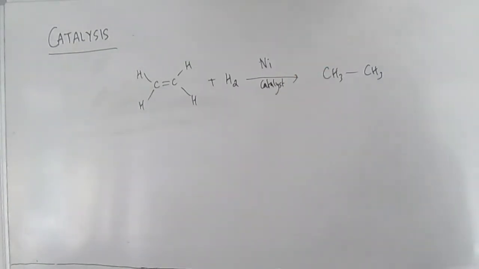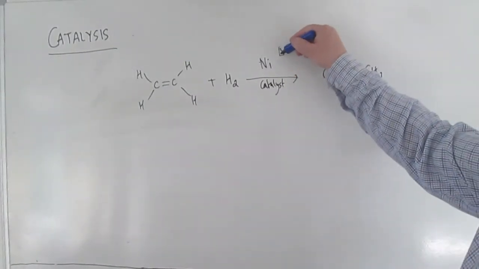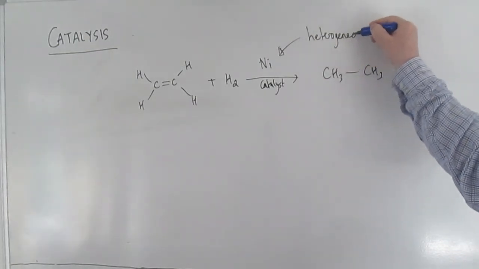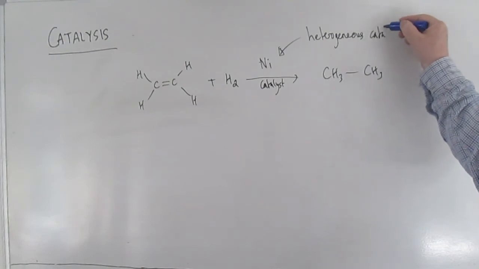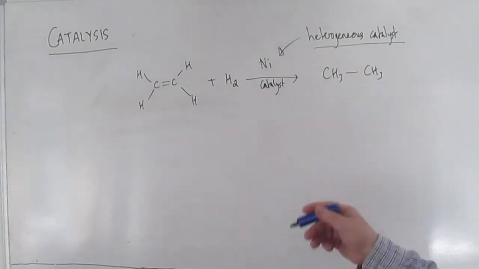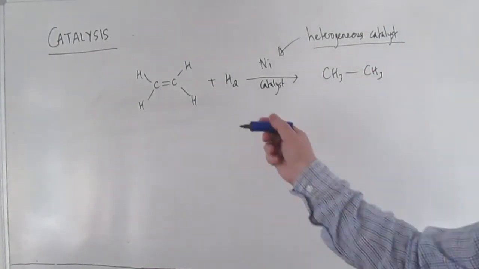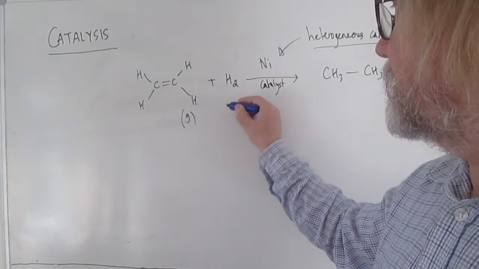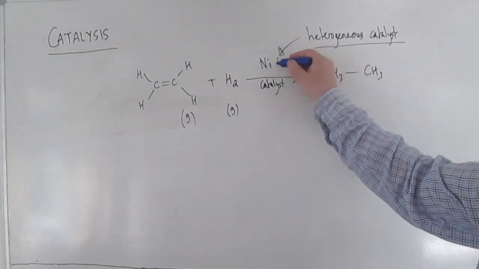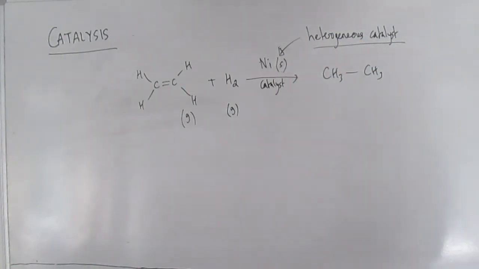Now that sort of catalyst is called a heterogeneous catalyst. So that's a word you need to know. And what it means is that it's in a different phase from the actual reactants involved, because this is a gas and this is a gas. So these are mixed up together in the gas phase, but this is a solid. And that's what a heterogeneous catalyst is. The definition is just that it's a catalyst which is in a different phase from the reactant.